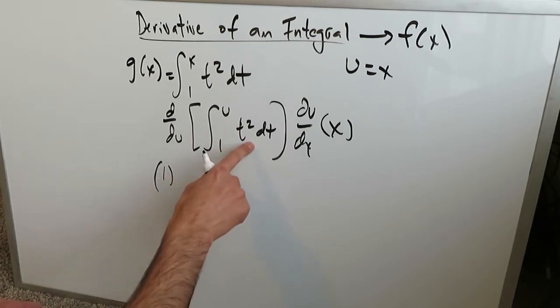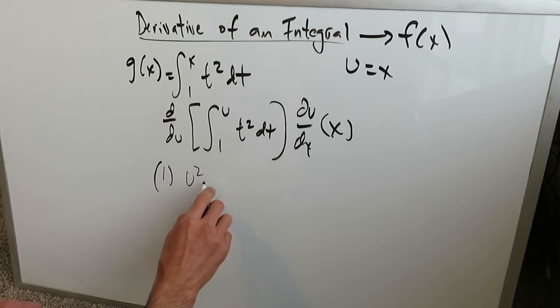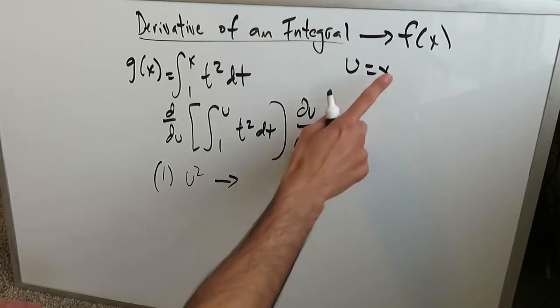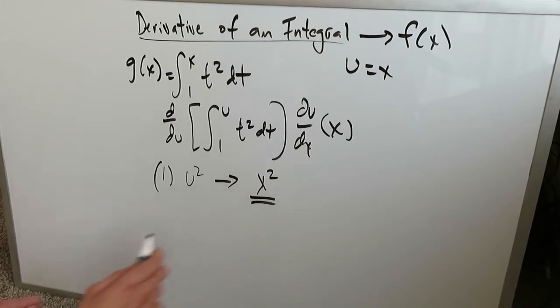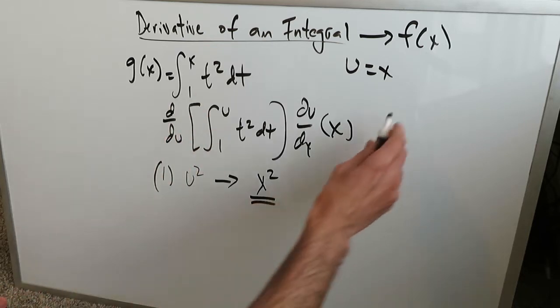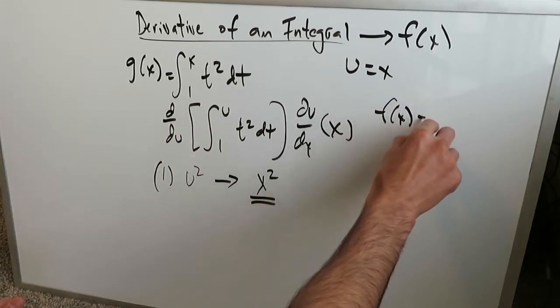This u has to be substituted for right over here. You get u squared, and what do you end up putting u over here for? Your original substitution. You get x squared. This right here represents what your original function was over this interval. What was our original function? f of x was equal to x squared.